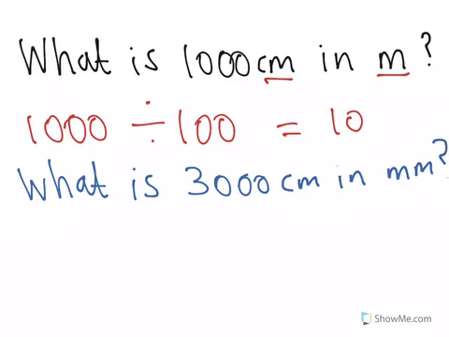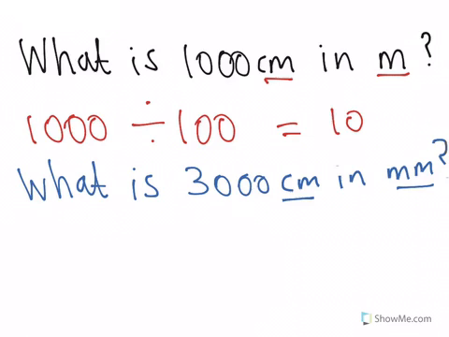Okay, if we look at the second one here, what is 3,000 centimetres in millimetres? So this time we're going from a bigger unit to a smaller unit. The same questions apply. How many of the smaller unit go into it? How many millimetres in a centimetre? Well, there are 10. So our conversion factor is 10.